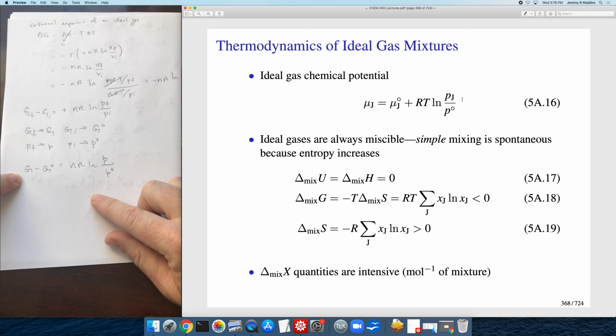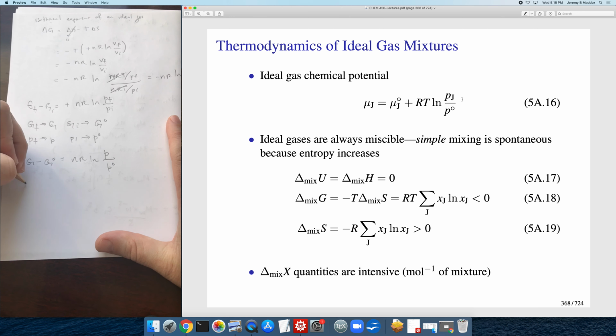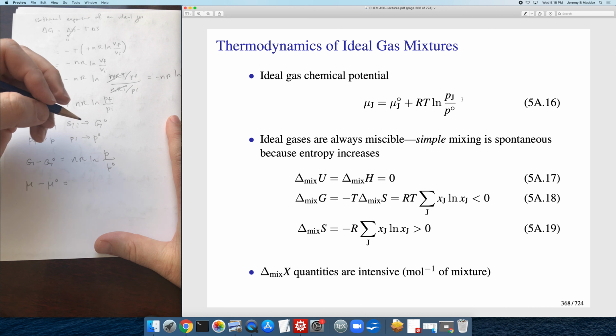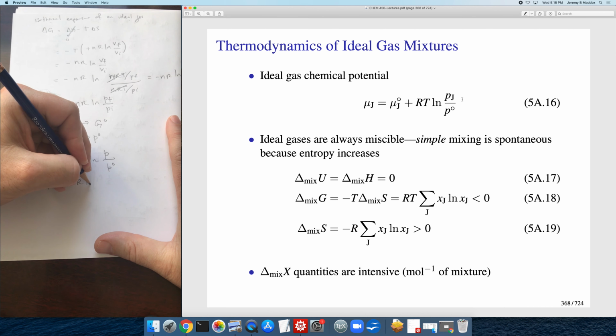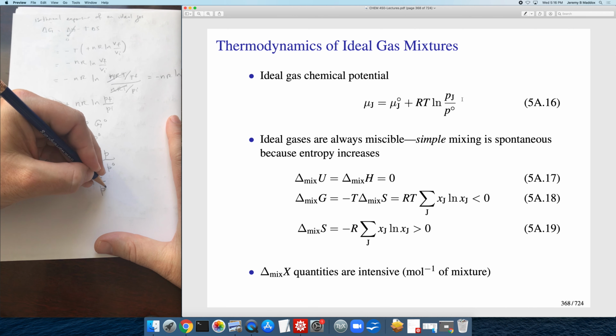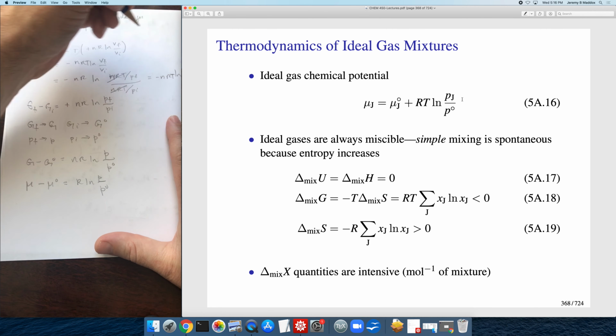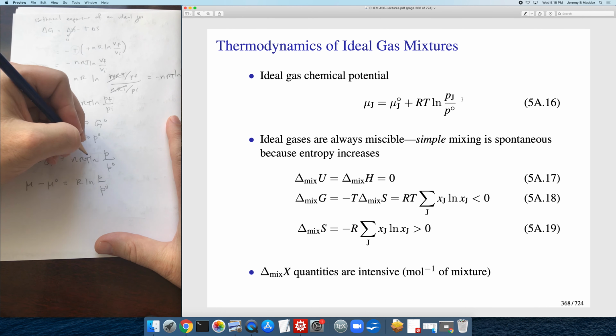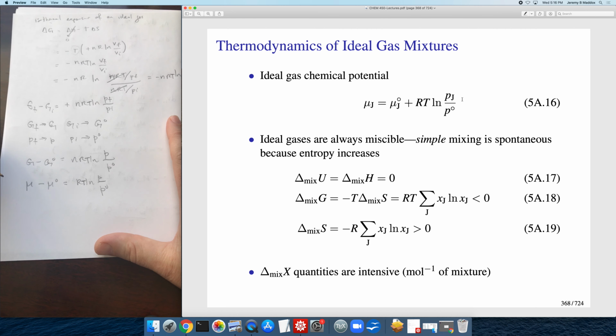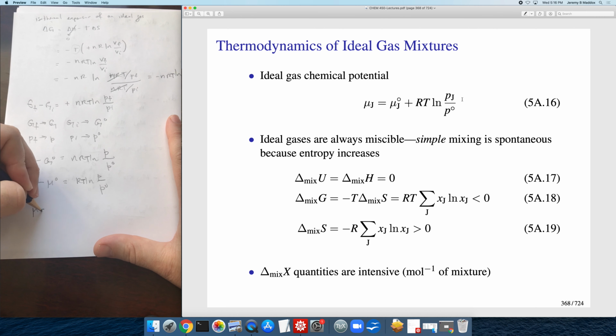Next, I'm going to divide both sides by the number of moles. So I'm going to have Gibbs energy over moles, G0 over moles. Well, that's just the chemical potential. So I'll have chemical potential minus the standard chemical potential equals R natural log of P over P0. And of course, you probably caught this, I left out my T, so I put it in real quick right there. And so finally, just rearranging.